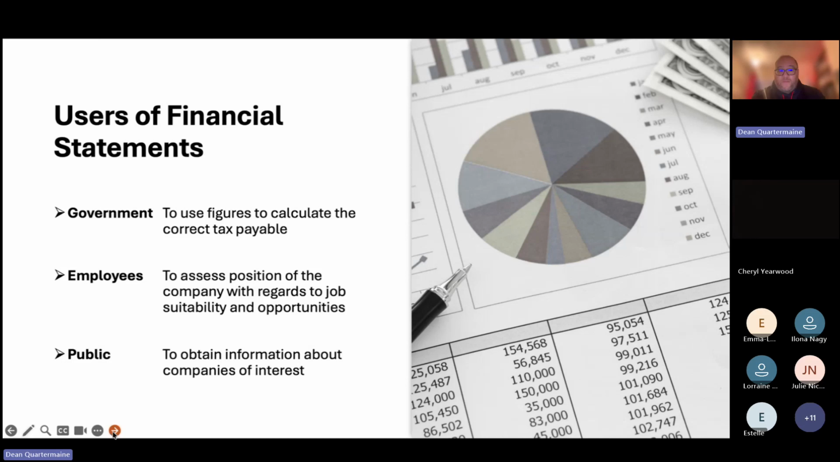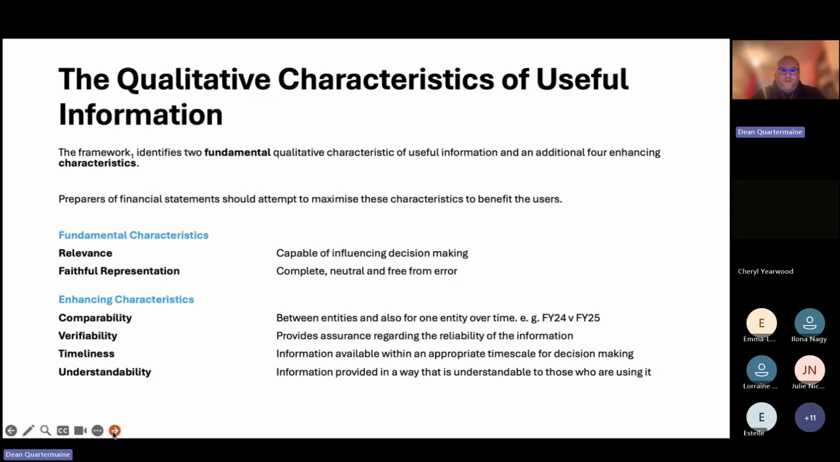And then the public generally, they use financial statements to obtain information about companies of interest. So if you've got a particular interest in a particular business, you can go and look for the financial statements of that business and understand a little bit more around their financial performance and their financial health. Right, the next thing then is this concept of the qualitative characteristics of useful information.